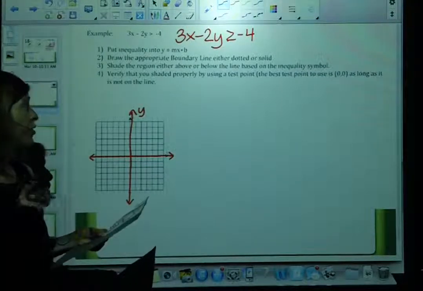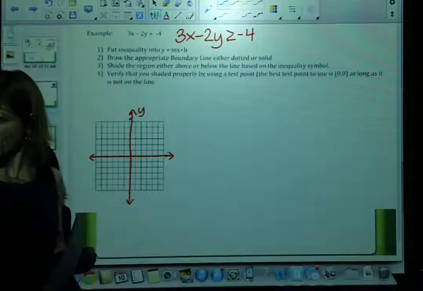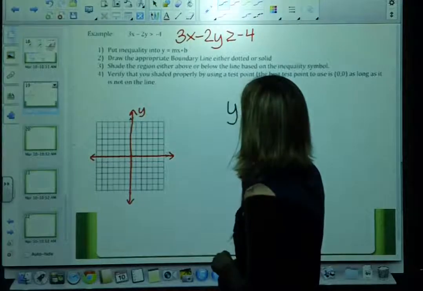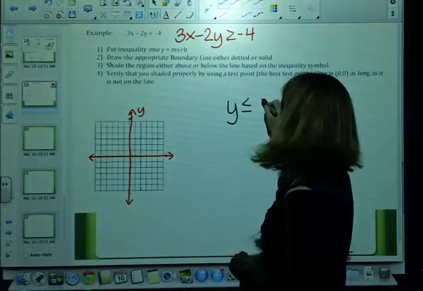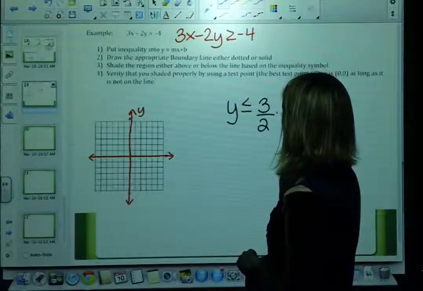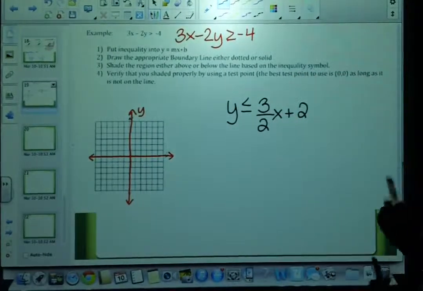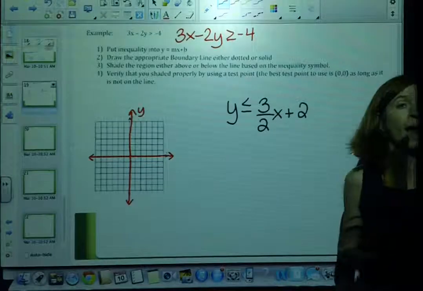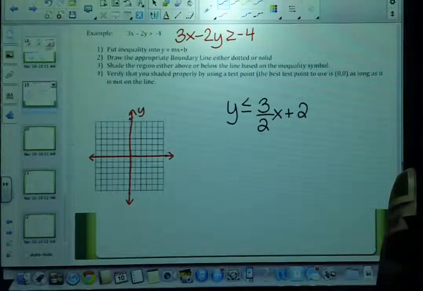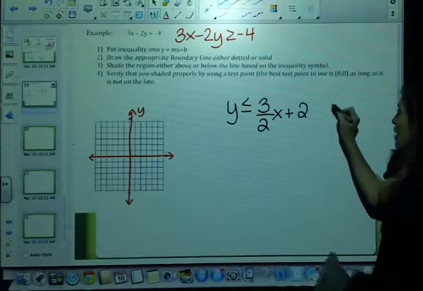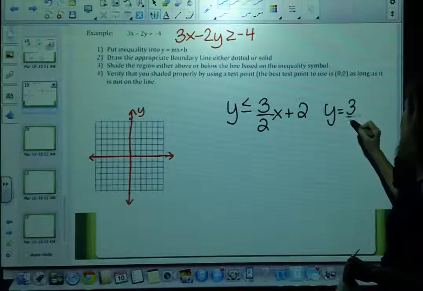Could someone tell me what they ended up getting? I got y is less than or equal to 3/2x plus 2. Did everybody get that? Yes. Okay, so step 1 is to put the inequality into y equals mx plus b, then graph the line, because the line really is y equals 3/2 x plus 2.